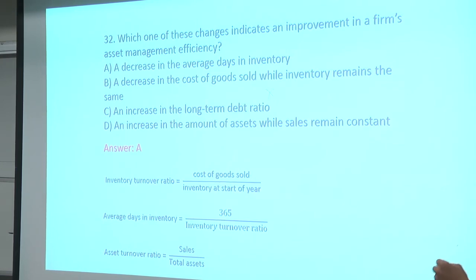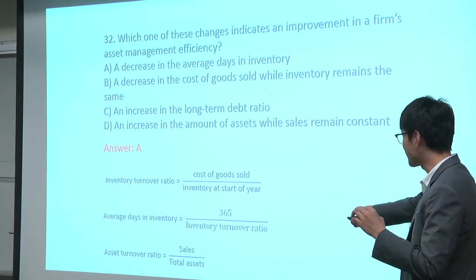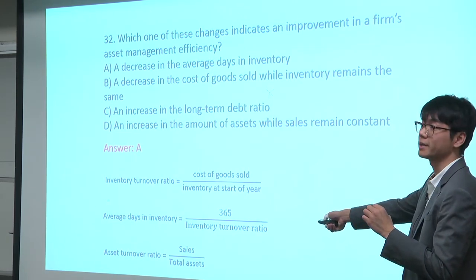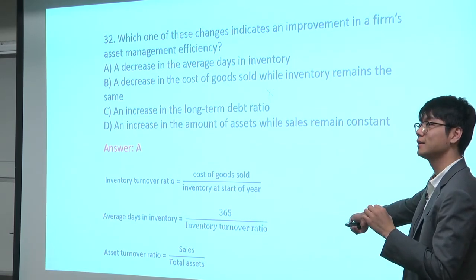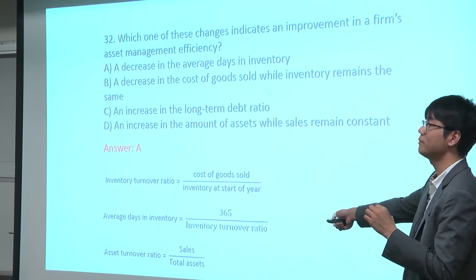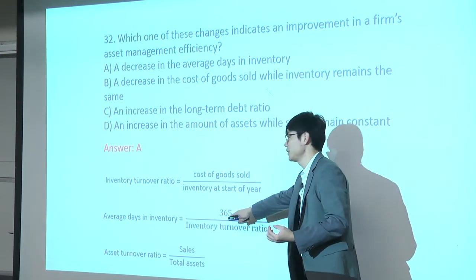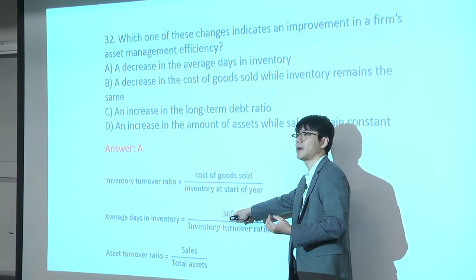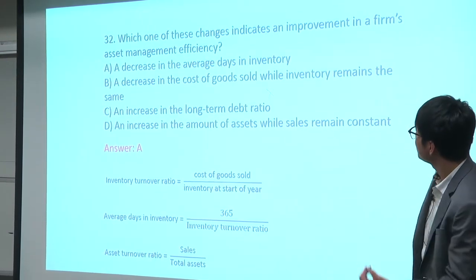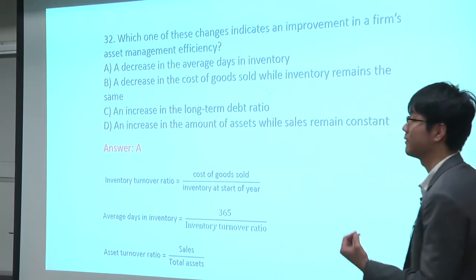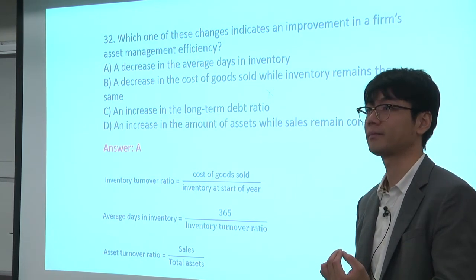So here, if I have a decrease in average days in inventory, which is this fraction, this value is decreasing, which means what? The denominator is increasing. An increase in the denominator makes the value of the fraction decrease, because the numerator is a fixed number. It doesn't change. So a decrease in average days in inventory means an increase in inventory turnover. That's better efficiency.